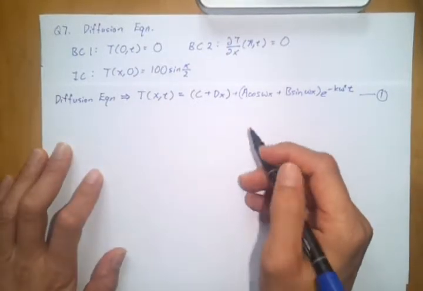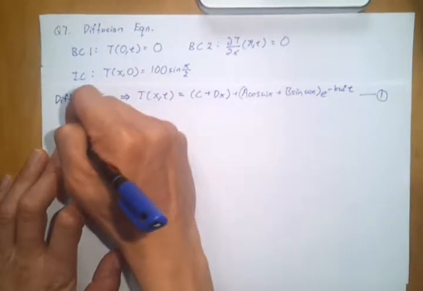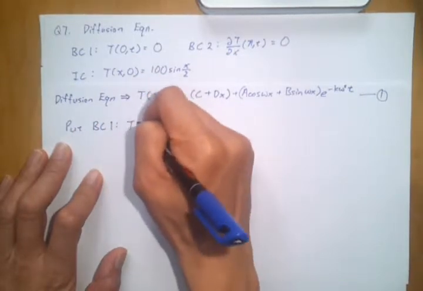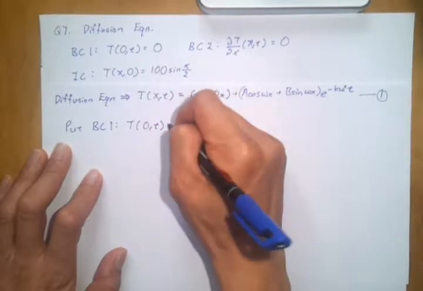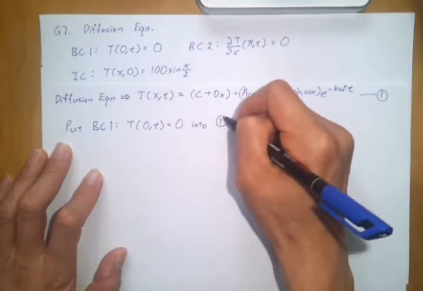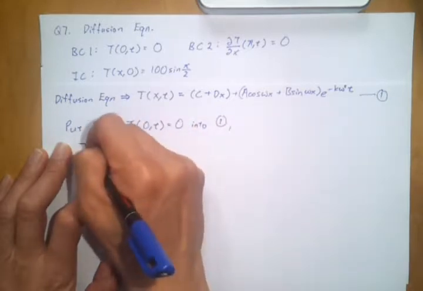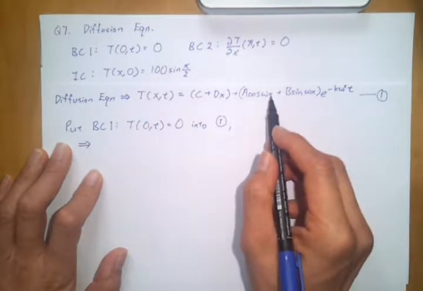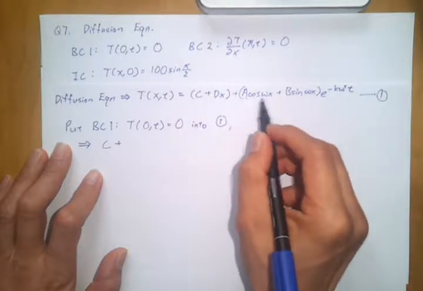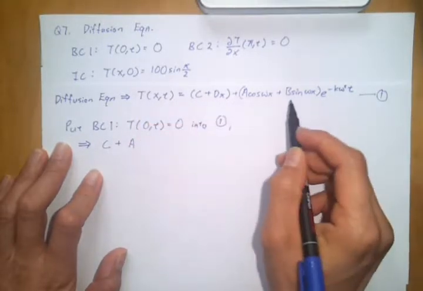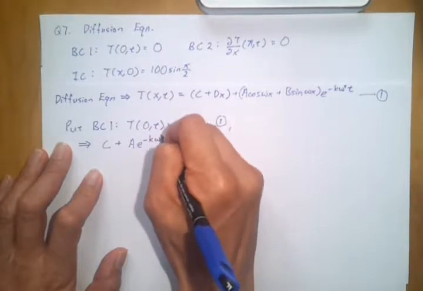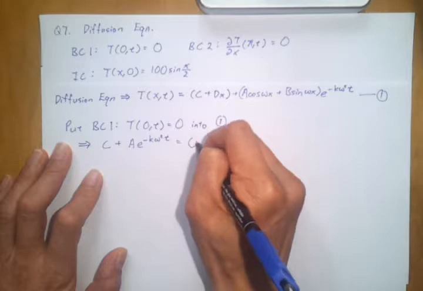First step, I'm going to put in the first boundary condition, boundary condition 1, which tells me that big T at x equals 0 is 0. I put it into equation 1, and I just put x equals 0 here, here, and here. That gives me C plus 0D plus A cos 0 is just A, B sine 0 is just 0, so it's just left with this. This is equal to 0.